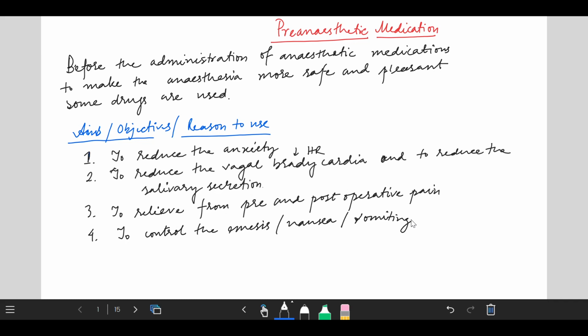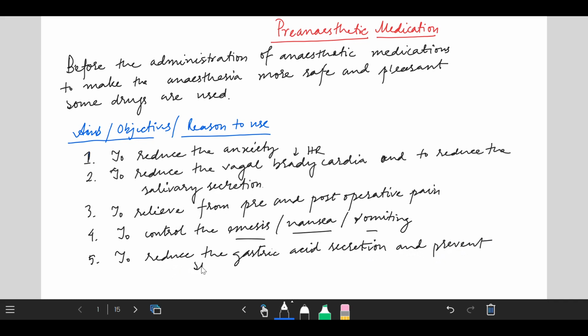The fifth point is to reduce the gastric acid secretion and prevent the ulcer which is produced due to stress. Gastric acid secretion is prevented by, obviously, antacids, and ulcer which is produced by stress, because when a patient goes for surgery, he or she will feel some stress. Due to stress, the gastric acid secretion increases. If the gastric acid secretion increases, obviously there will be ulcer. So that is called stress ulcer. So we need to reduce the gastric acid secretion and control the ulcer which is produced by stress, or stress ulcer.